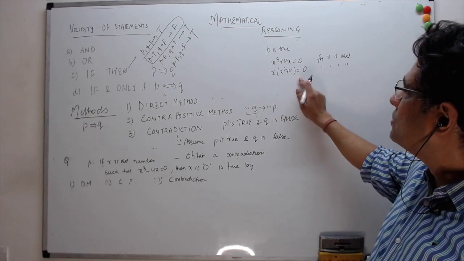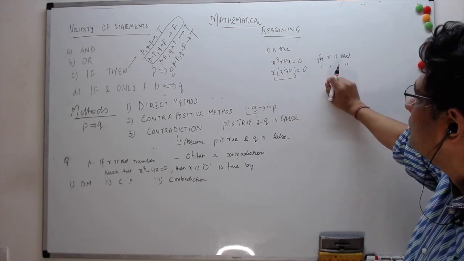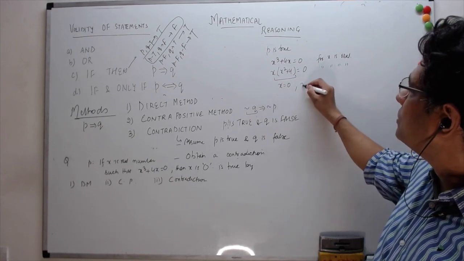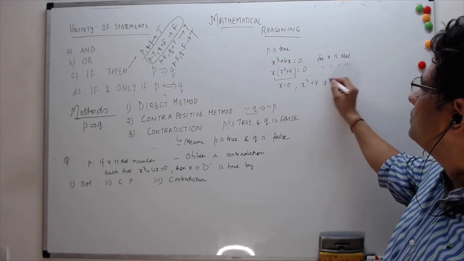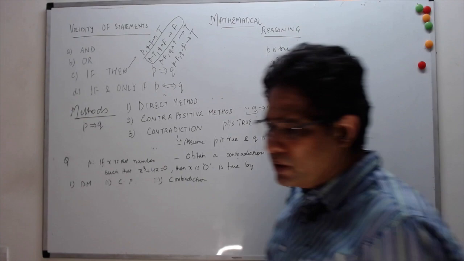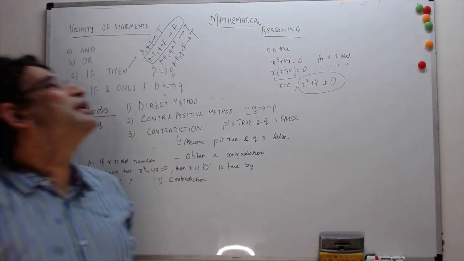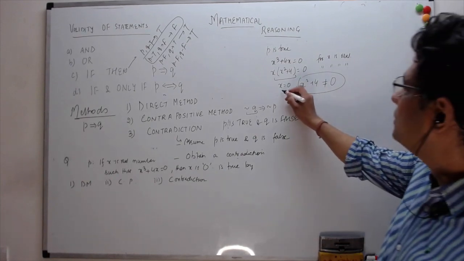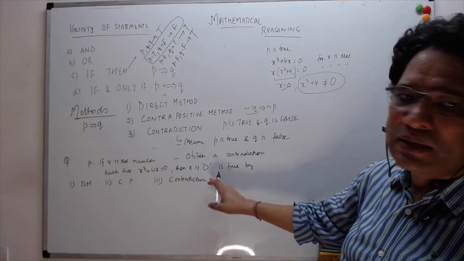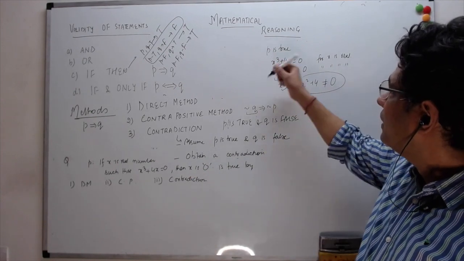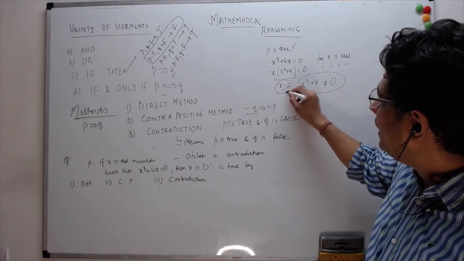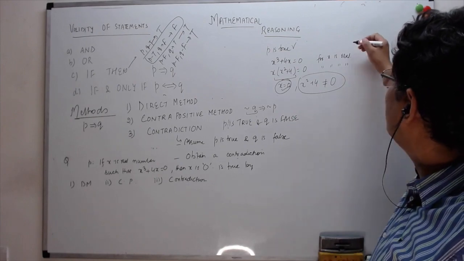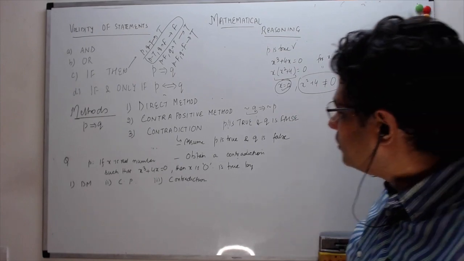Now this can be 0 only when x is 0, because x square plus 4 cannot be 0. It's a square of a number plus 4, which can never be a 0 value. So this gives us the fact that x is 0, which is what your Q is. So taking this to be true is actually implying that x is 0, which is your Q statement in this case. So this is a proof by the direct method. And how about contrapositive?